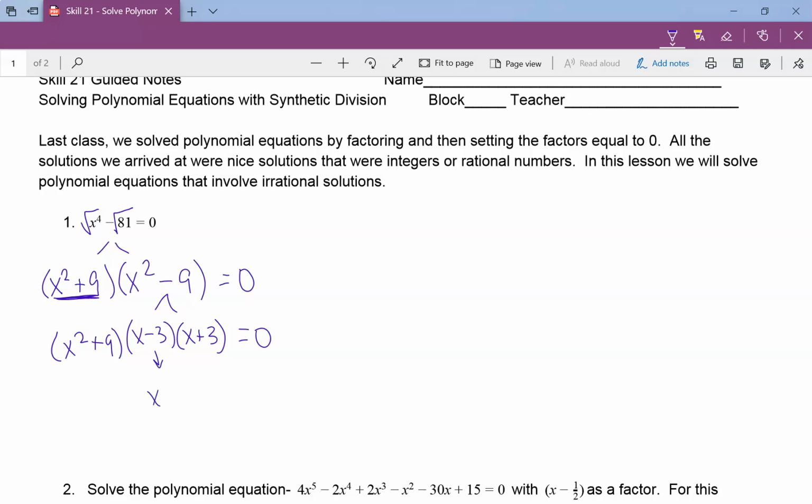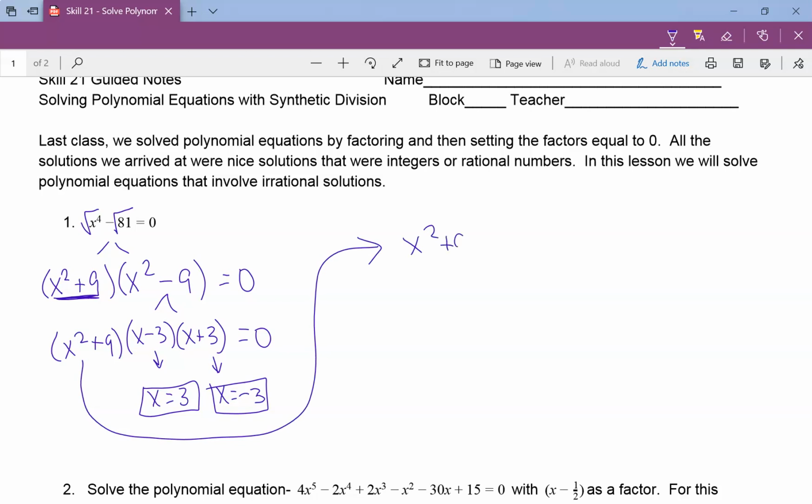Now these two are pretty easy to see what the zeros are. Whoops, that's supposed to say negative 3, and there we go. So we have those two. What about this one? For x squared plus 9, we're going to set this equal to 0. Subtract 9 from both sides, so x squared equals negative 9. Take the square root of both sides, and we got a negative number under the square root, so we have to break that down as square root of negative 1 times square root of 9.